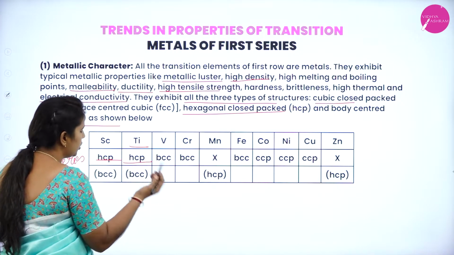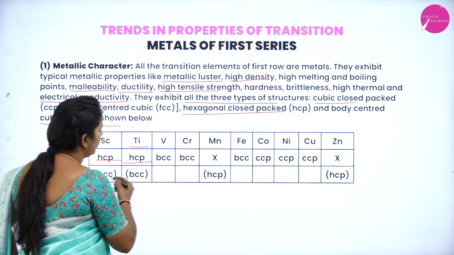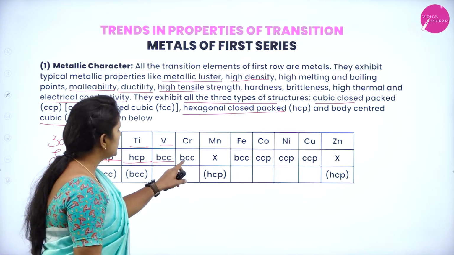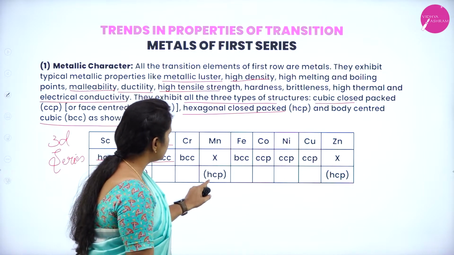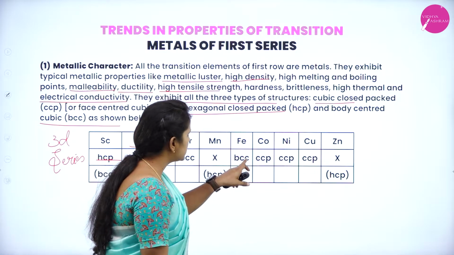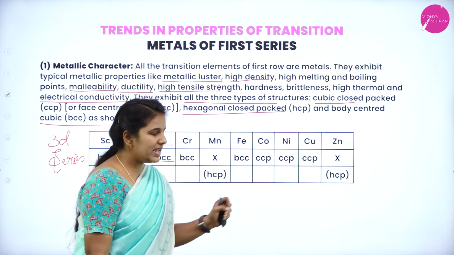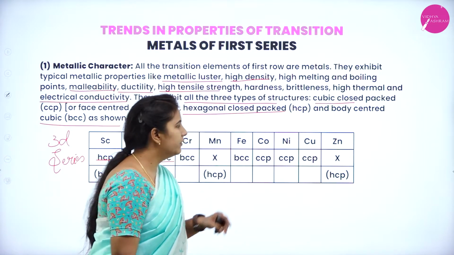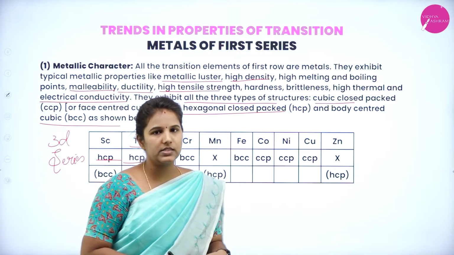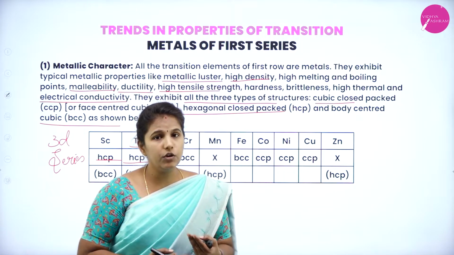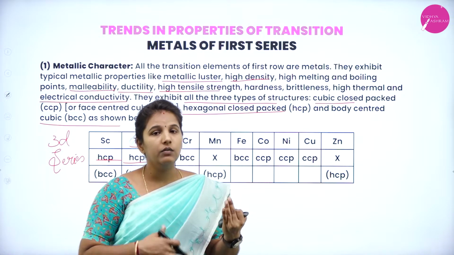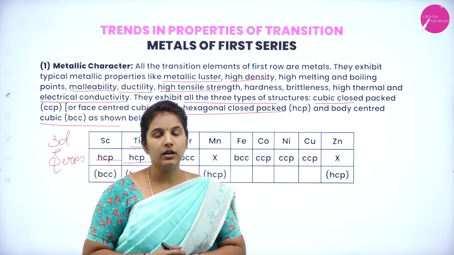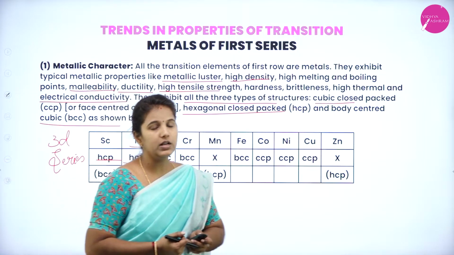Similarly, titanium shows both HCP as well as BCC. Similarly, vanadium shows BCC, chromium shows BCC, whereas manganese shows CCP, iron shows BCC, cobalt shows CCP, nickel shows CCP, and copper shows CCP, whereas our zinc shows what? HCP. This is how, even though they behave like metals, they show different characteristics, as we have studied in the case of solids, showing all three different structures.